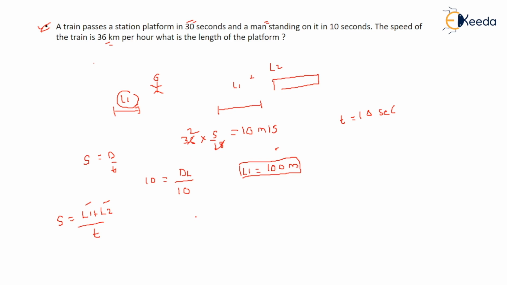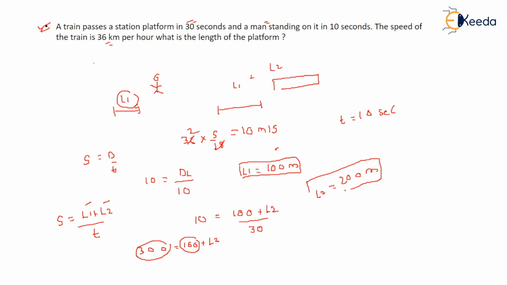So speed is 10 meter per second. Length is 100. Second length you are not aware of, and the time taken, how much time it took? 30 seconds it took, right? So here you can multiply it simply. It comes out to be 300 equal to 100 plus L2. So here you can find out the length of platform. This comes out to be 200 meter. Length of platform comes out to be 200 meter. How? 300 minus 100 equal to 200 meter. This type of question will come to your examination. This is one of the types of questions which will definitely come to your examination.